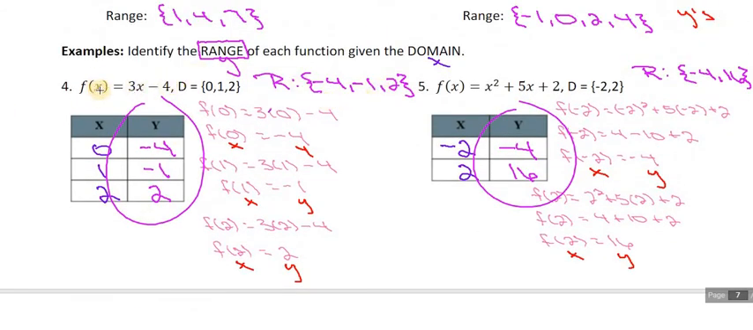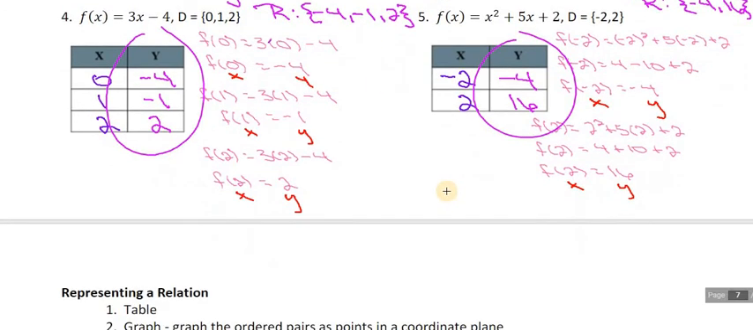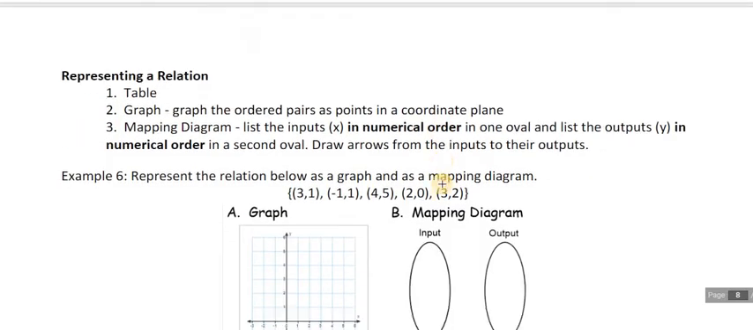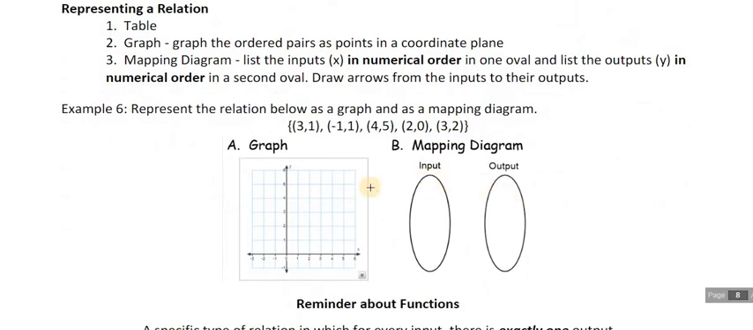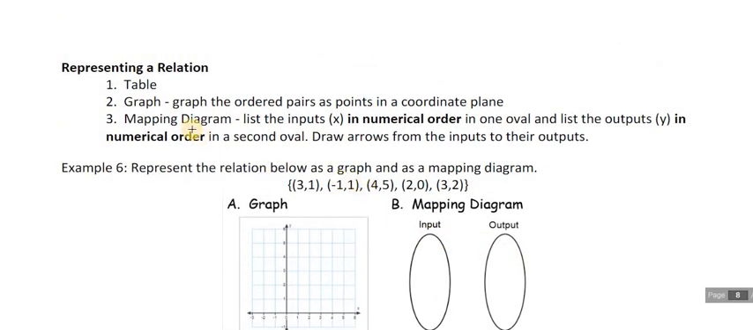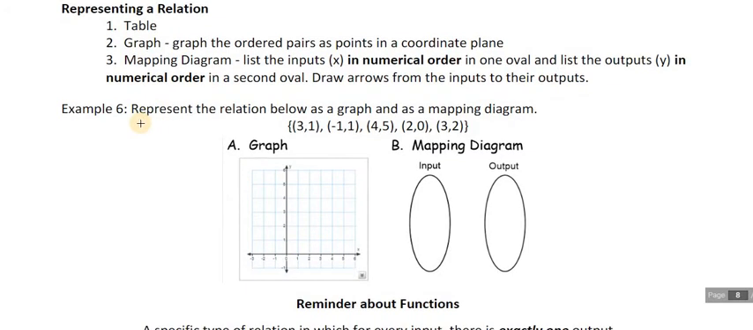Okay, so this is what we call function notation. All right, so we did this in our previous lesson. We can represent a relation using a table, a graph, or a mapping diagram. Okay, so as a reminder, we've got these ordered pairs.